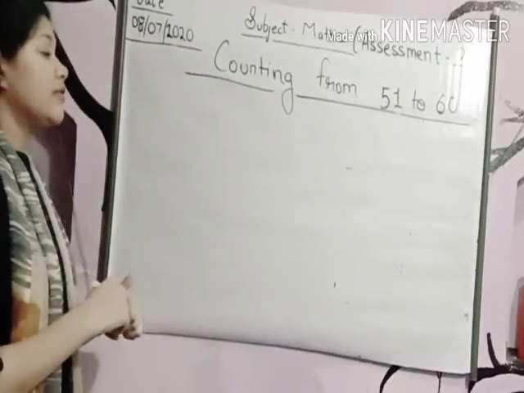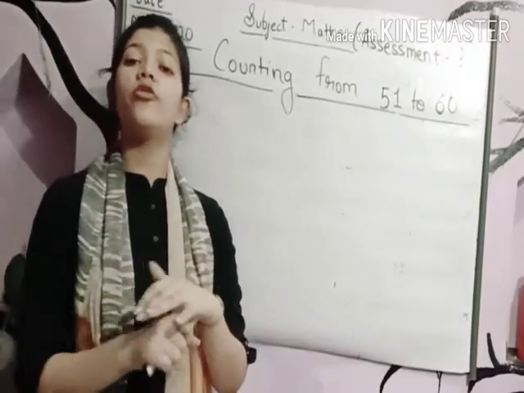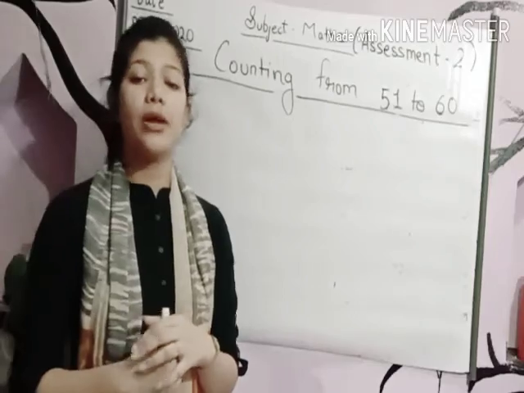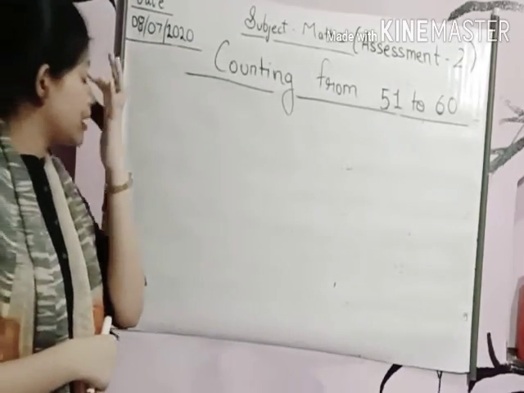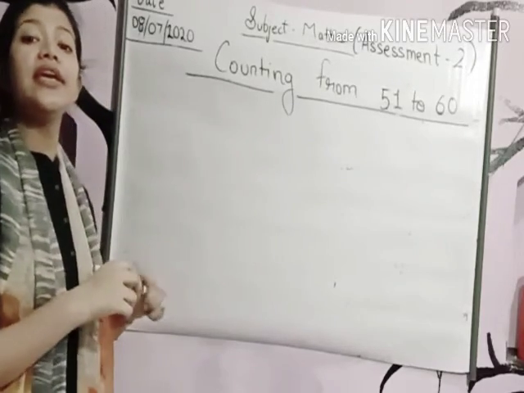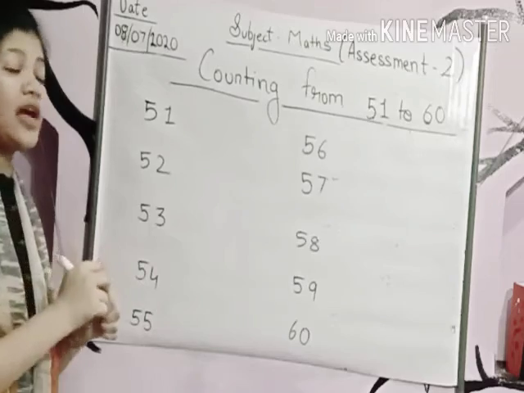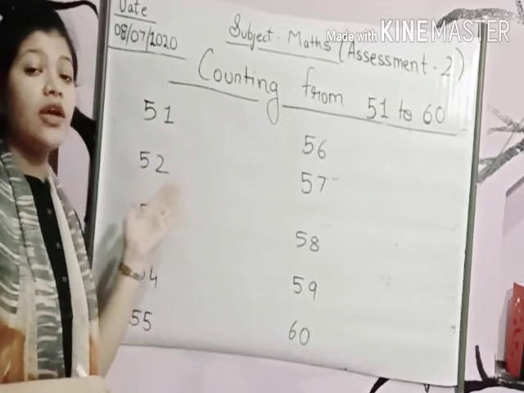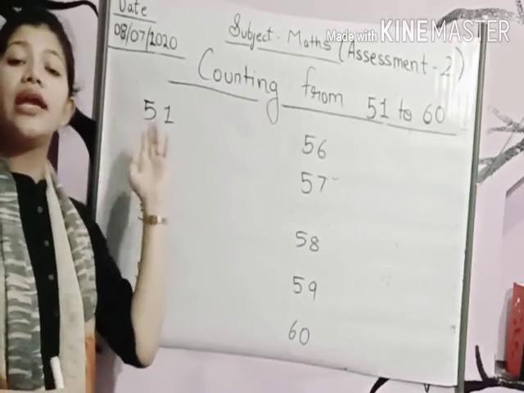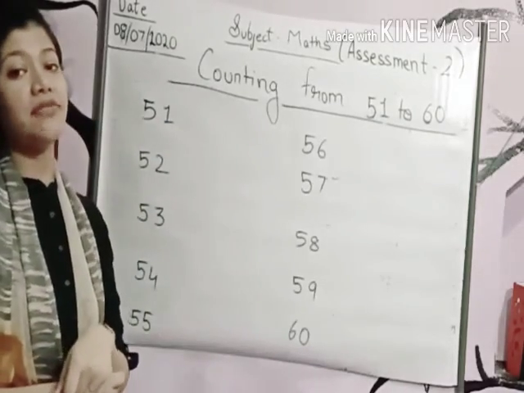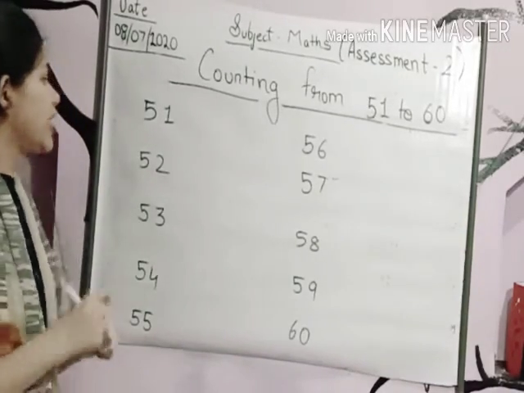Now students, we have learned how to write numbers in the form of place value and in the form of number name till number 50. Okay, so let's start from number 51. Now see, these are the countings from 51 to 60. Yes, now let's learn how we can write the number 51 in the place value form and in the number name form. Okay, so let's see.